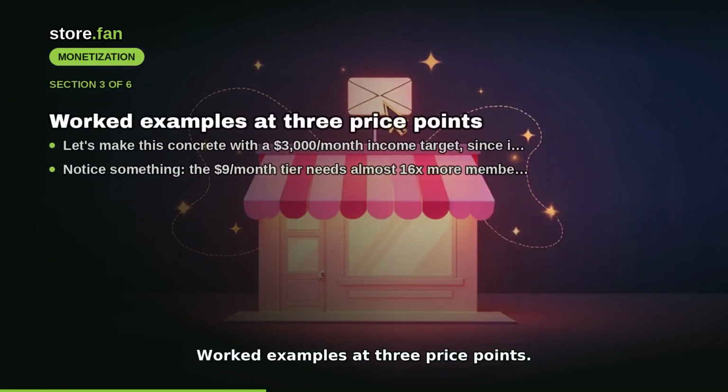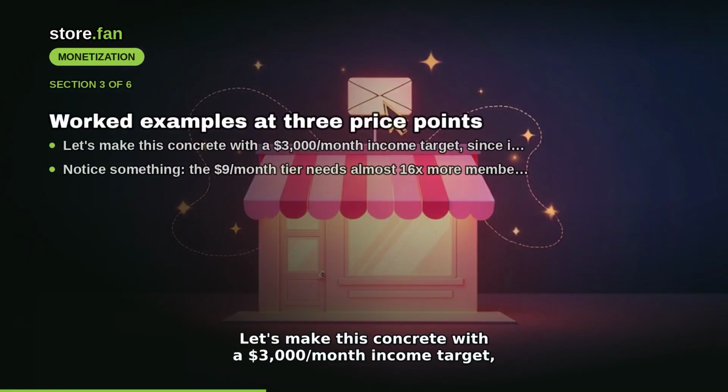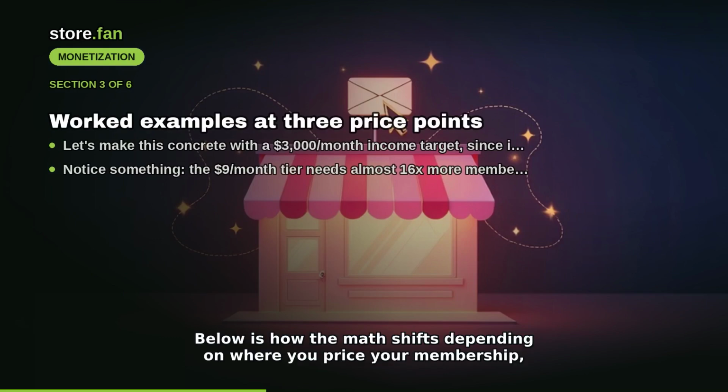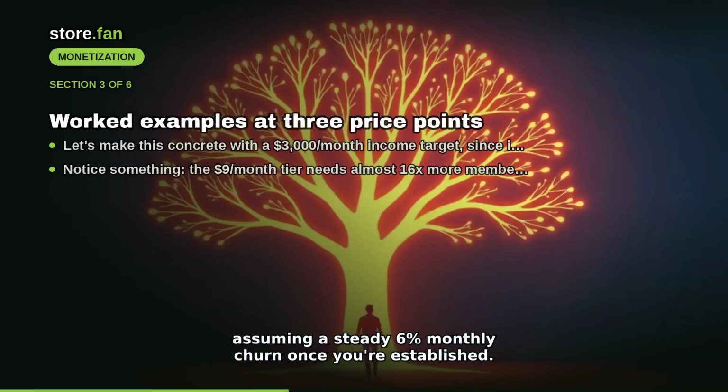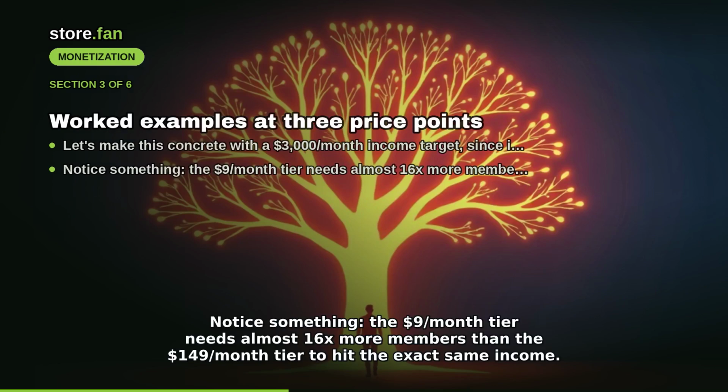Worked examples at 3 price points. Let's make this concrete with a $3,000 a month income target, since it's a common first real income milestone for creators. Below is how the math shifts depending on where you price your membership, assuming a steady 6% monthly churn once you're established. Notice something: the lowest-priced tier needs almost 16 times more members than the $149 a month tier to hit the exact same income.